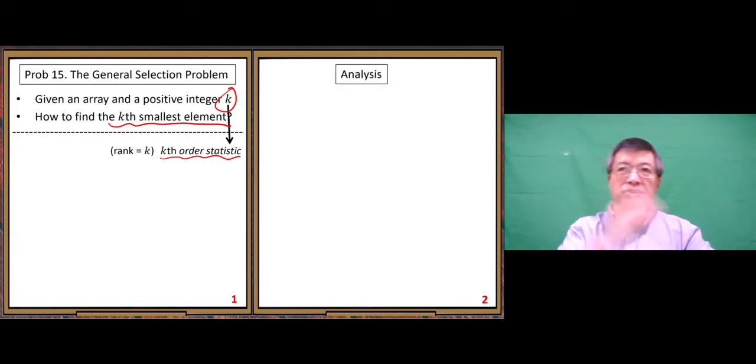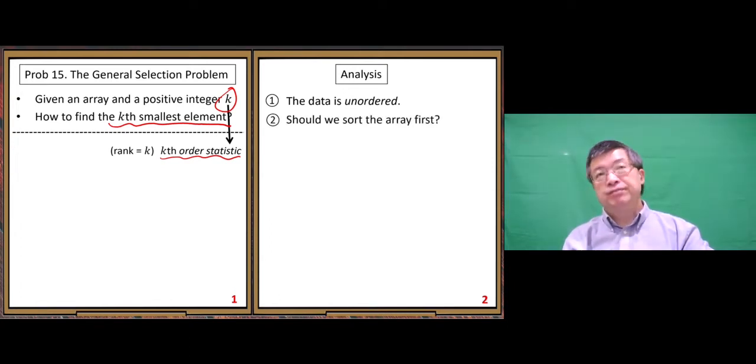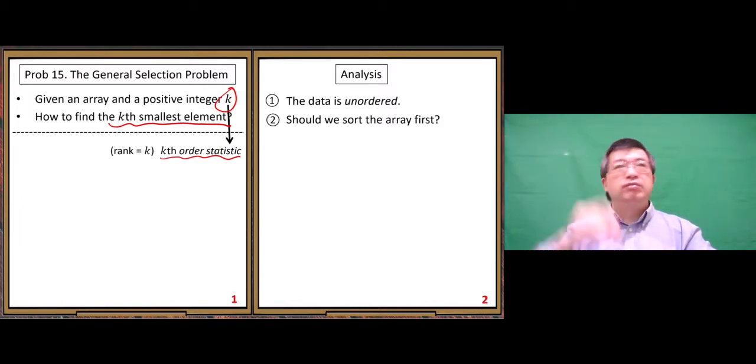All right. So let's do some analysis. First, we know the data is unordered. If it is unordered, the natural question is, should we sort the array first? Sometimes, for some special questions, it may be a good idea to sort the array first. Look at our element uniqueness problem. We can sort it first. But here, the situation is different.